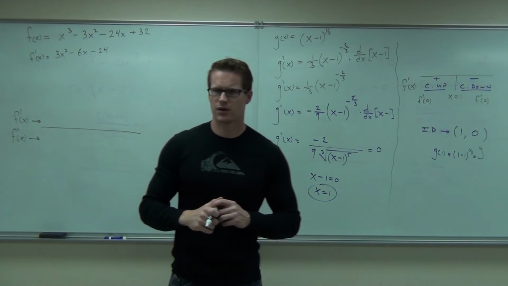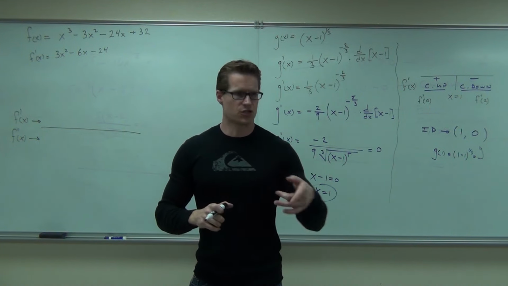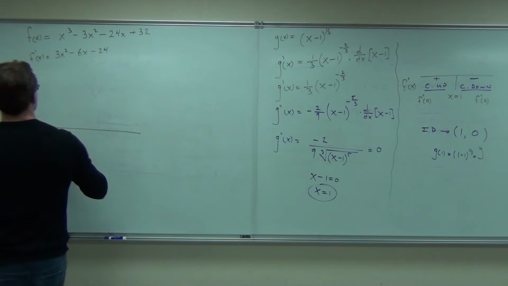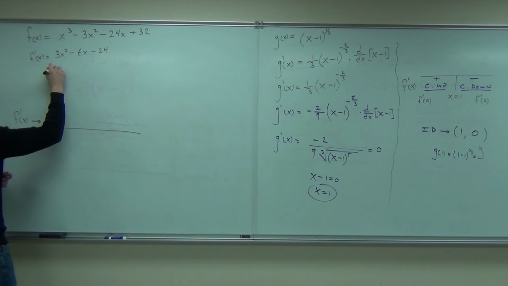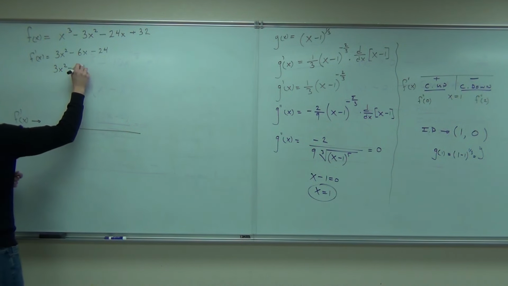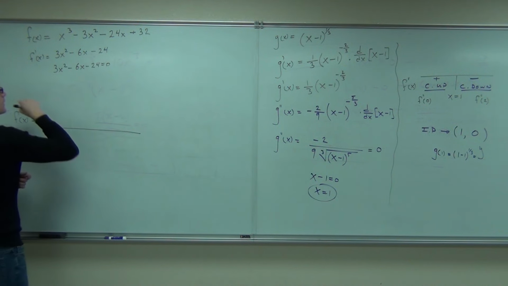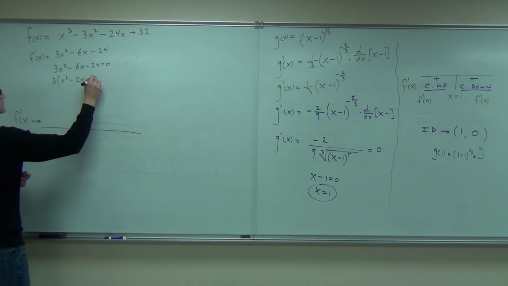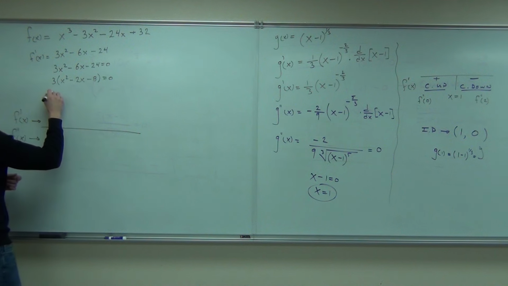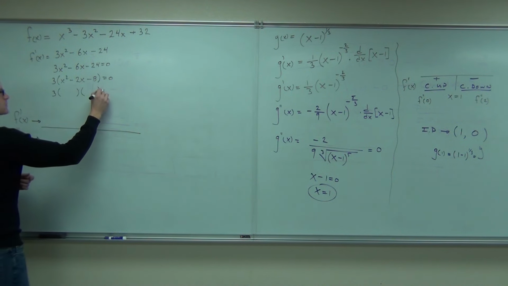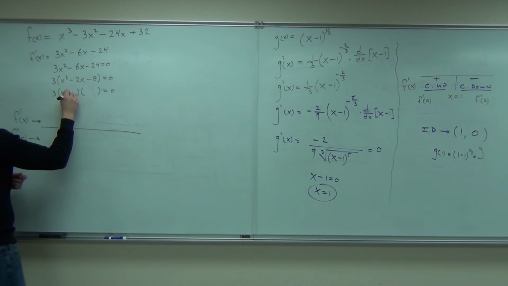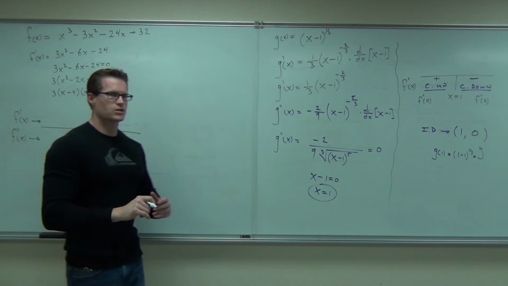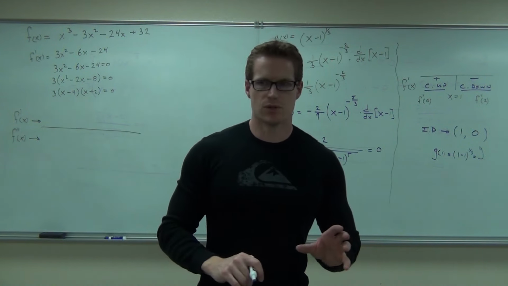Did you get that for your first derivative? Okay. Did you solve it all the way down? Were you able to factor it, I hope? To me, it looks like we should be getting x equals -2 and x equals 4.